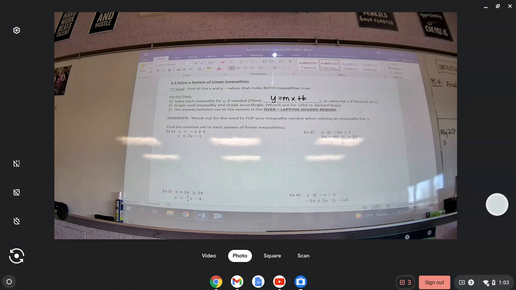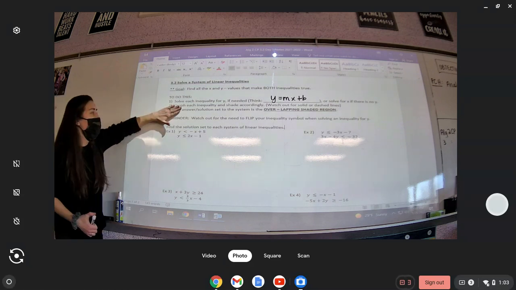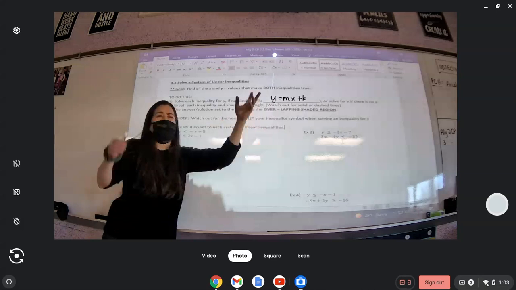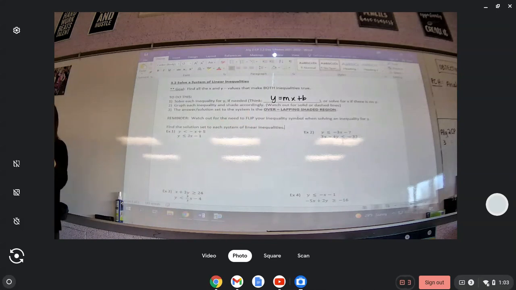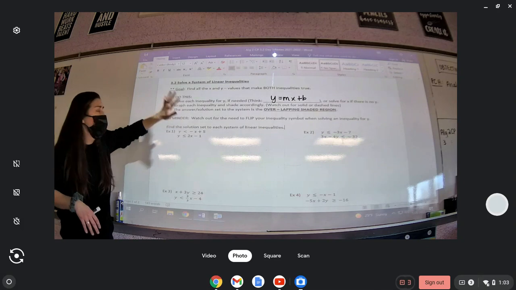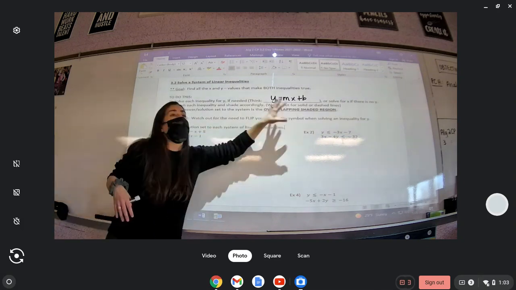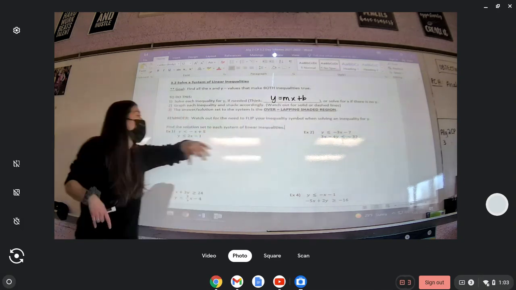So if it's only an x, that's a vertical line, and you're going to have to solve that inequality for x because there's no y there. It's the only variable you could solve for. All right, you're going to graph each inequality and shade accordingly. Watch out for your solid or dashed lines. That was a kind of annoying technical detail you had to watch out for. And then the answer to the system is going to be the overlapping shaded region.